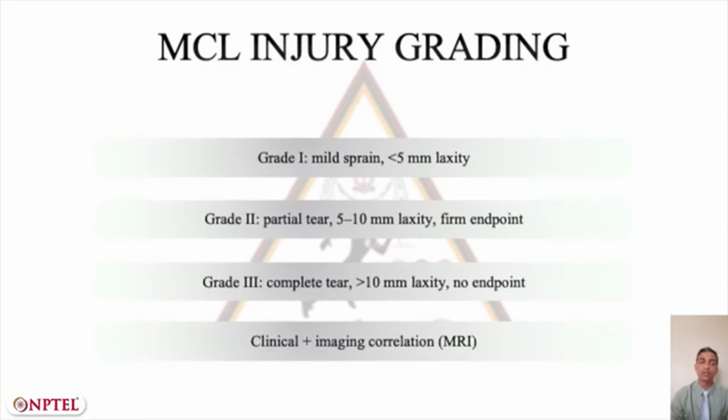Grade 2 is a partial tear with 5 to 10 mm of joint opening, but it has a firm endpoint. A firm endpoint tells us that the ligament is not completely ruptured and there's some part of ligament which is still intact. Grade 3 is a complete tear with more than 10 mm of opening and with no firm endpoint. MRI is useful to confirm and assess associated injuries, if any.